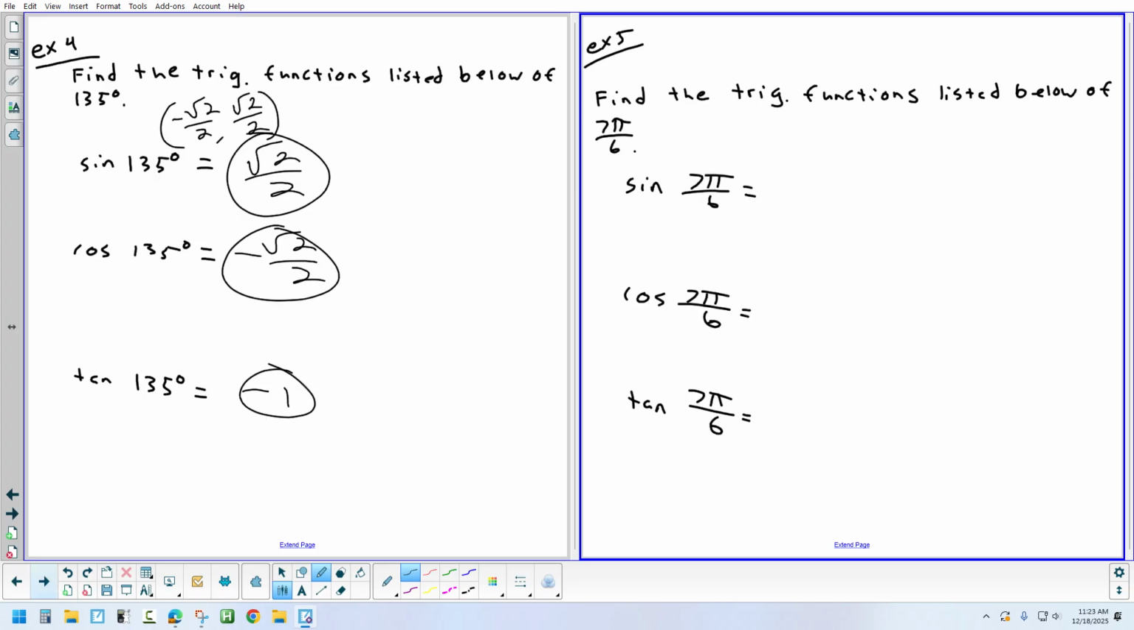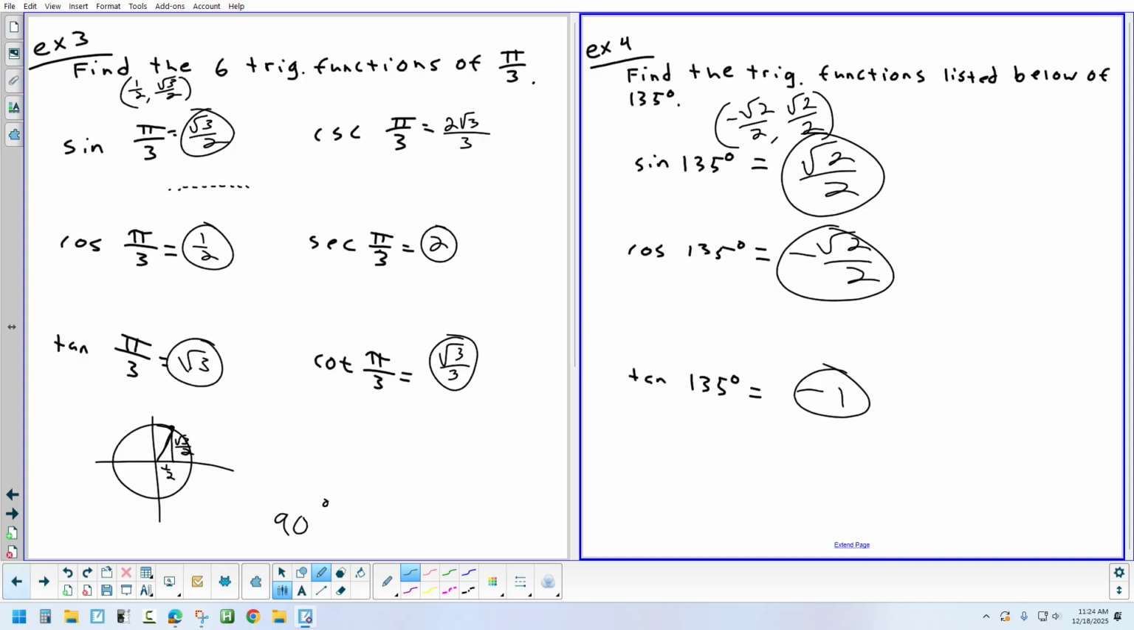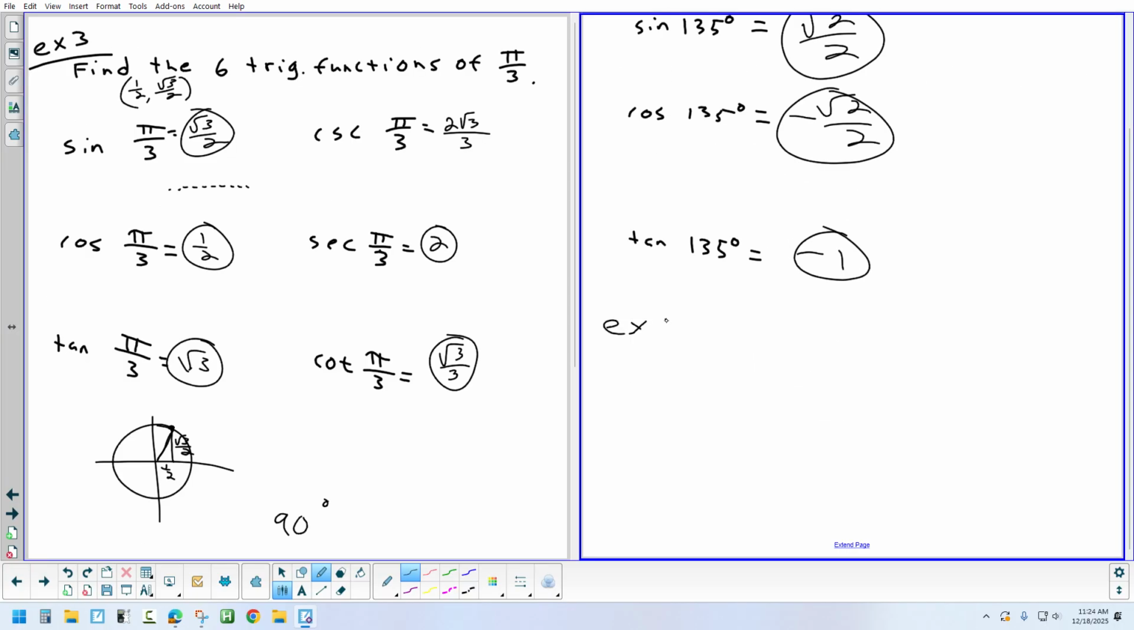All right, let's do one more of those. Let's call it example 4B. Let's just do the sine. Find the sine of 315. Okay. So we got to first figure out what is it. Well, what do we have to find first about 315? If it's a multiple or not.